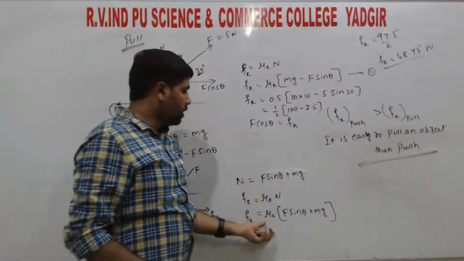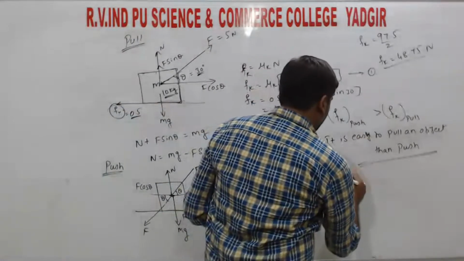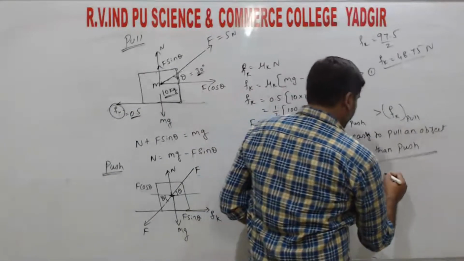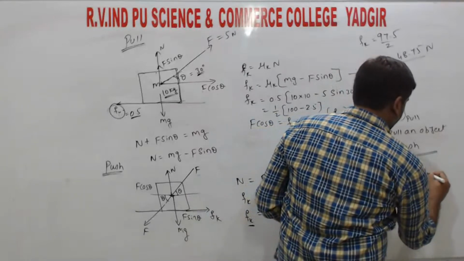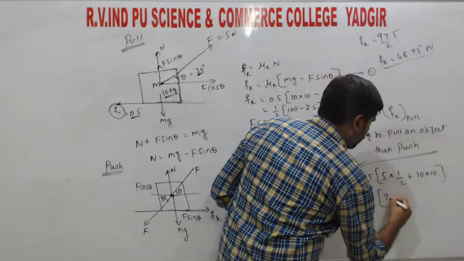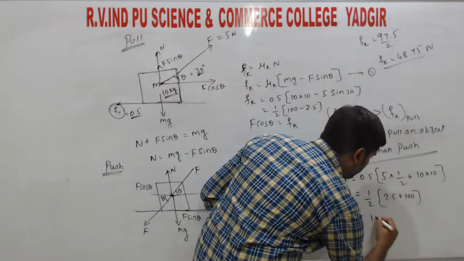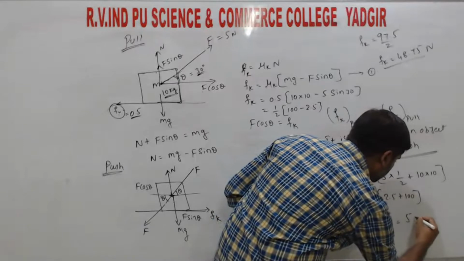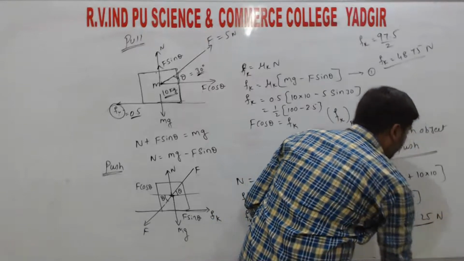Now the same applied for pushing. Fk is equal to 0.5 into (F sin 31 by 2, that is 5 into 1 by 2, plus m into g, 10 into 10), right? So that is 2.5 plus 100, that is 102.5 divided by 2. 2 5s are 10, 2 1s are 2, 2 2s are 4, so 51.25 Newton.